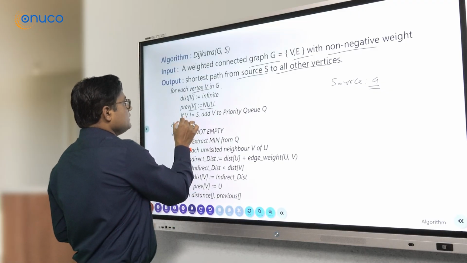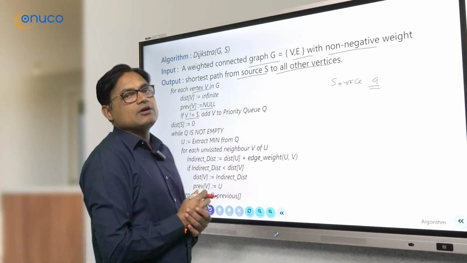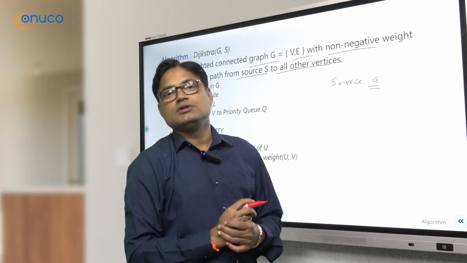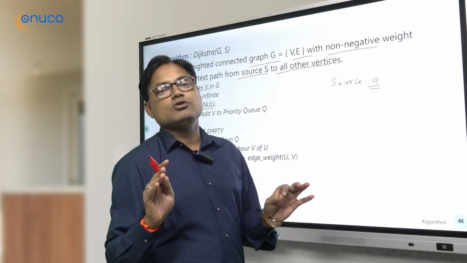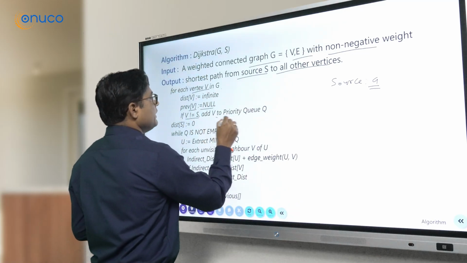If V is not equal to S, meaning the vertex is not equal to S, remember that we are not going to calculate A to A, B to B, C to C. If A is the source vertex, we are not going to compute the A to A path, right? Then add V to priority queue Q.